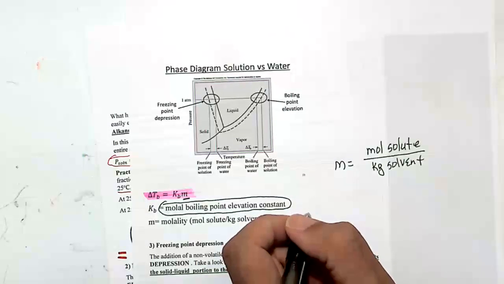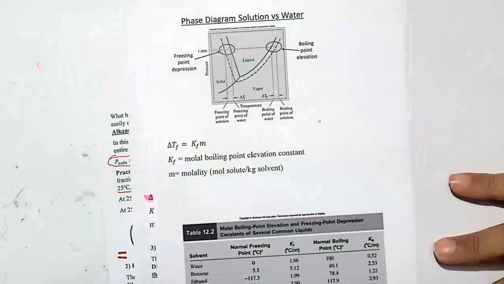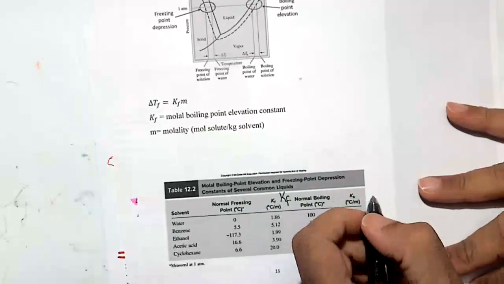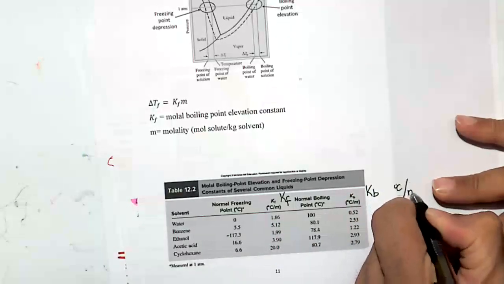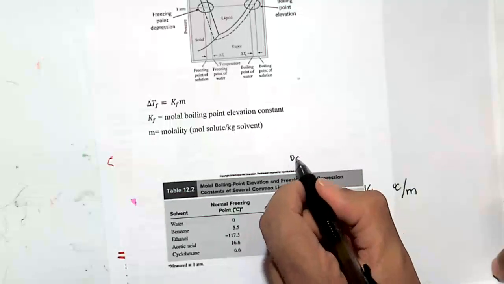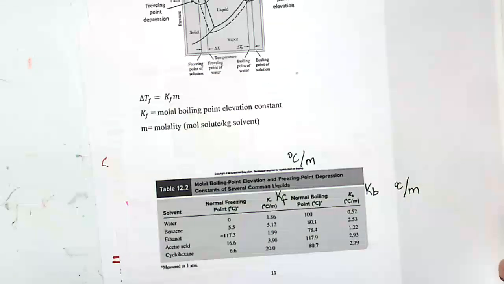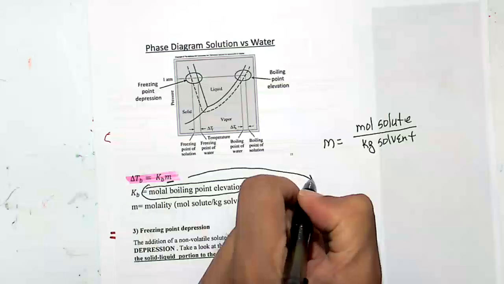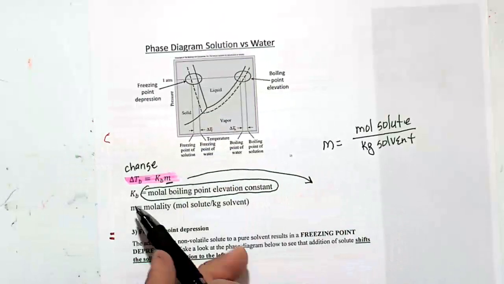That's all you need to know, because for water as a solvent, it will be different than benzene as a solvent. So you can see here they have all these different types of constants. We have the Kf for the freezing point constant, and then the Kb. The units are going to be degree C over molality. Same thing with the constant of freezing, degree C over molality. So what will the new boiling point be? Will it be higher or lower? This is the change. Higher. The new boiling point will be higher.